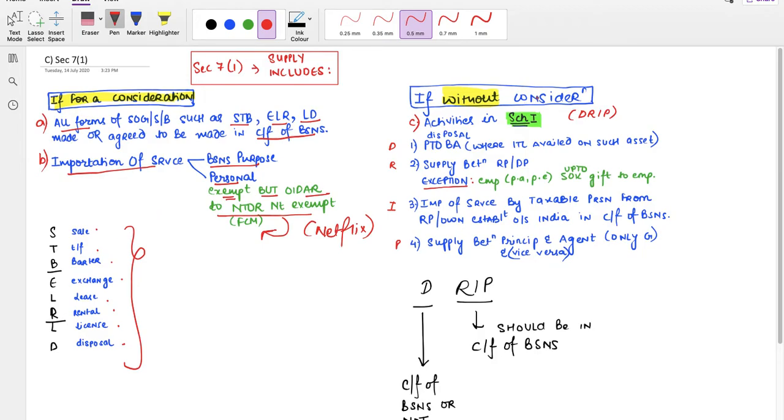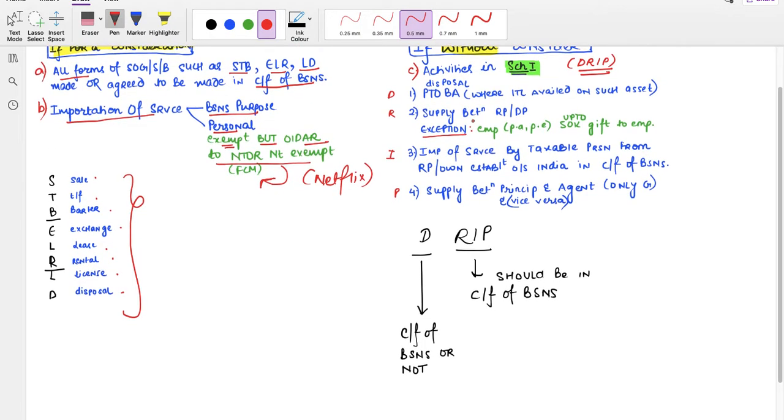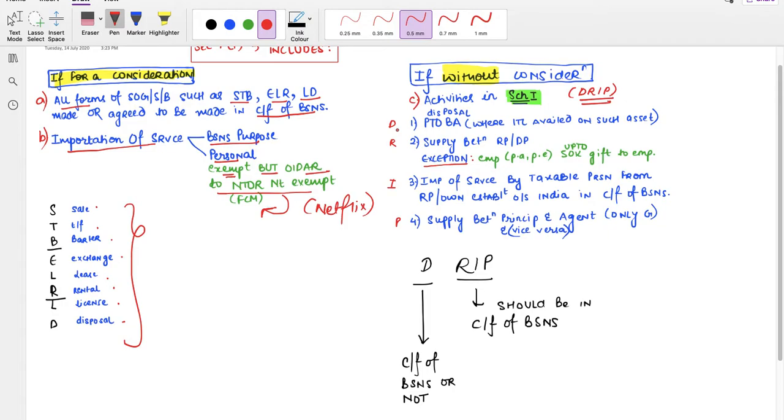Now, if without a consideration, activities in Schedule 1, if the activity is without a consideration, then these activities listed in Schedule 1 will be considered supply. Let's go through it now. This is a mnemonic I've given you, DRIP, for you to remember what is in the Schedule 1 list. D for disposal of business asset, permanent transfer of business asset, right? Disposal of business asset where ITC is availed on such asset.